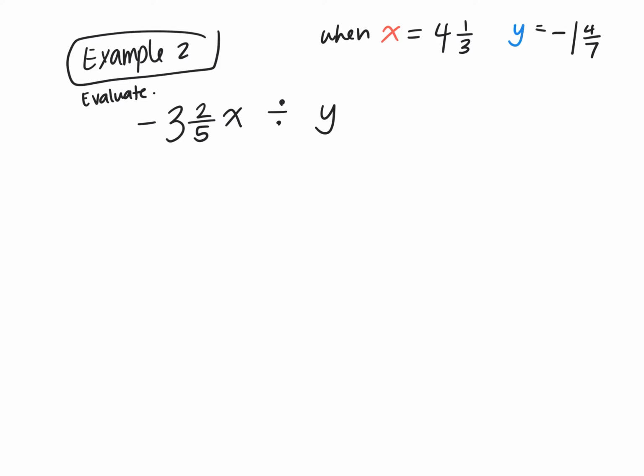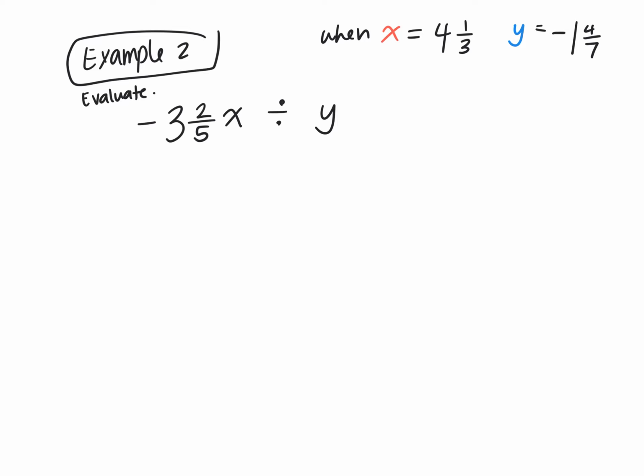So what you're doing here is you're going to evaluate, and I'll read it to you. It says negative 3 2/5 x. What does that mean when you have a number next to a variable? Multiplication. So if you want to help remember, you can put brackets around that, okay? So we have negative 3 2/5 multiplied by whatever x is, divided by y.